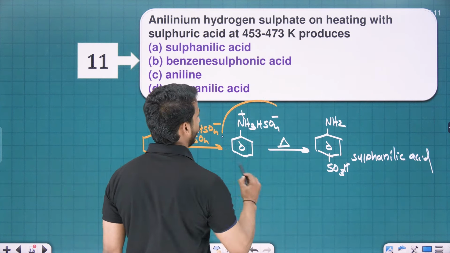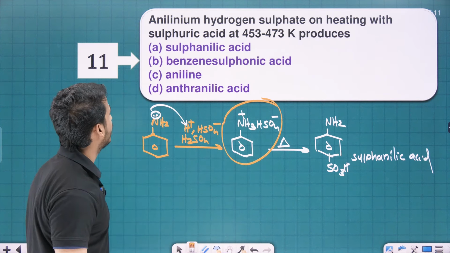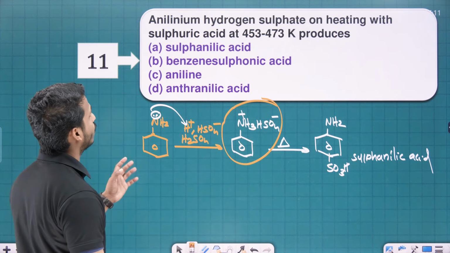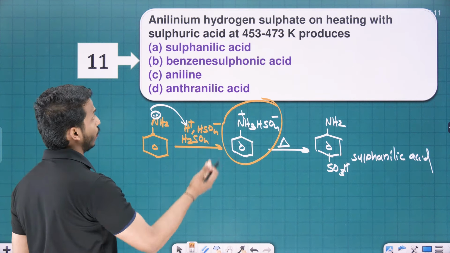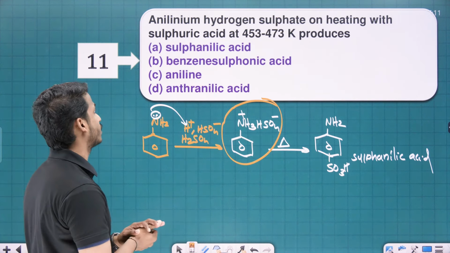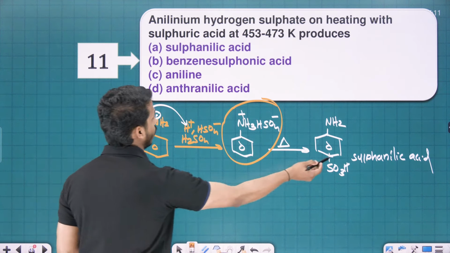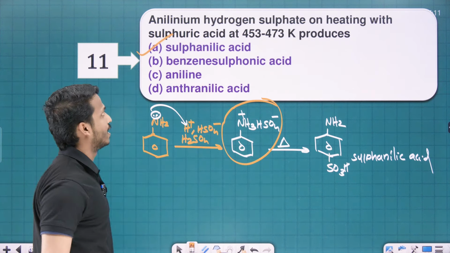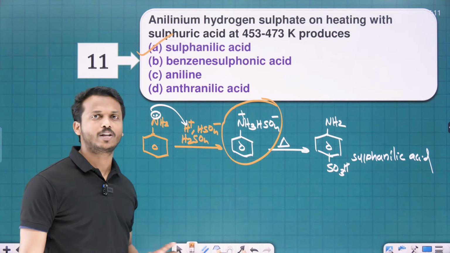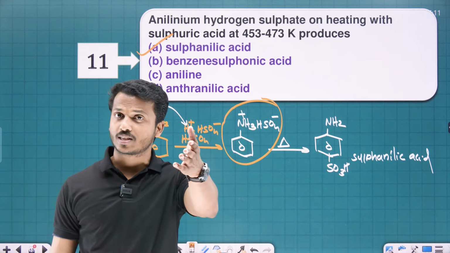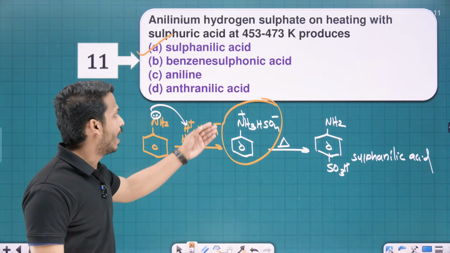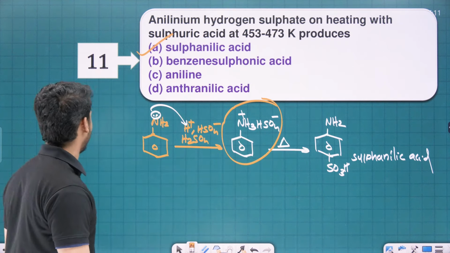Anilinium hydrogen sulfate, when heated with H2SO4 at 453 to 473 Kelvin, produces what? We get sulfanilic acid. So aniline treated with H2SO4, first we get anilinium hydrogen sulfate. You studied this reaction under sulfonation, right? And when this is heated, you get sulfanilic acid.